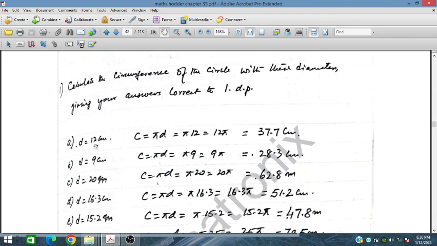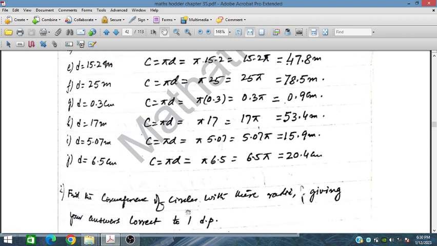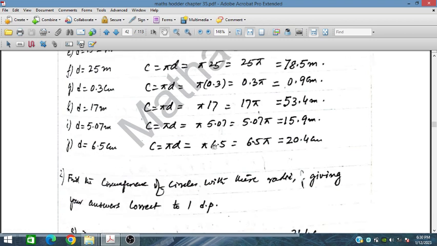So 12 centimeters. Pi multiplied by 12 is 12 pi, and we get 37.7. Similarly for 20 meters, this is 20 pi, 62.8 meters. Always consider these units. 17 times pi is 53.4 meters. Similarly 6.5 centimeters, 6.5 pi is 20.4 centimeters.